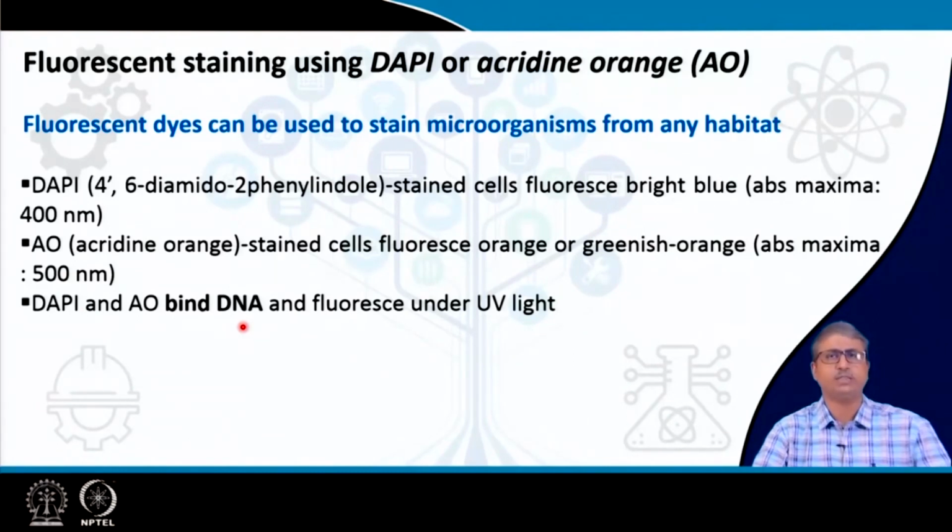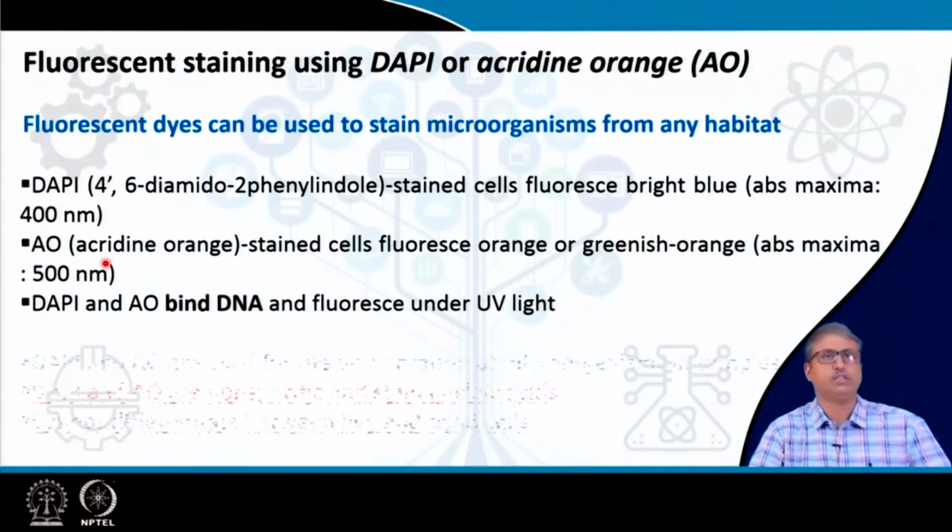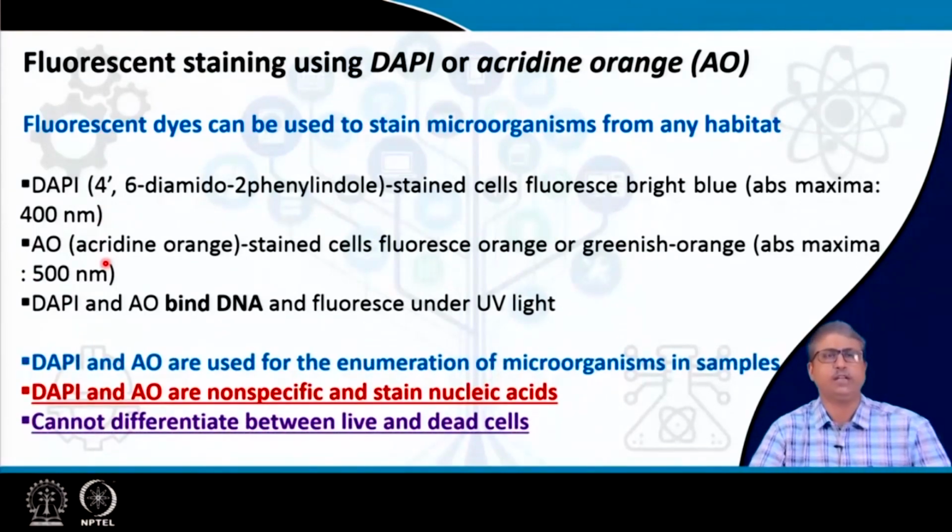So, they may be blue colored cells or orange, or greenish orange colored cells, based on the type of dye that we are using. The two dyes are used separately. So, either you use DAPI or you use acridine orange based on your choice and the nature of samples. It is based on the kind of standardization that any lab might have done. These two dyes, DAPI and acridine orange, are basically used for the enumeration of microorganisms in a sample.